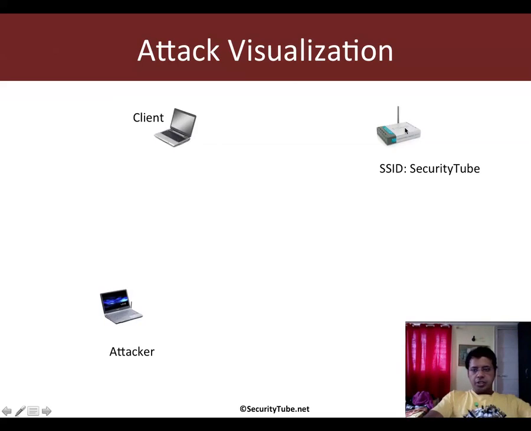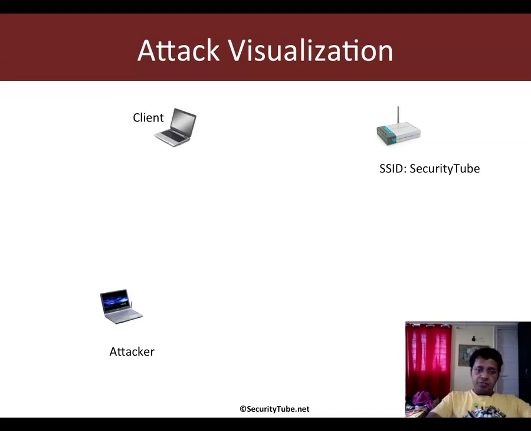One is the authorized access point advertising SecurityTube, and the other is the attacker machine also advertising SecurityTube. So who would the client connect to? Well, the client selects the access point which has the highest signal strength. The reason is, the more the signal strength, the more the available data rate and throughput of the system.